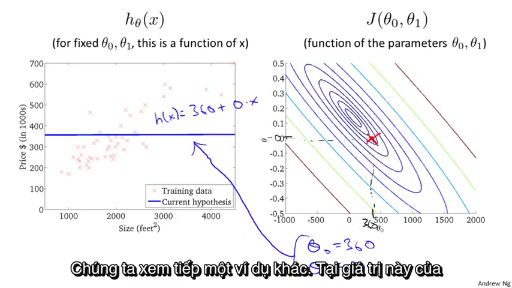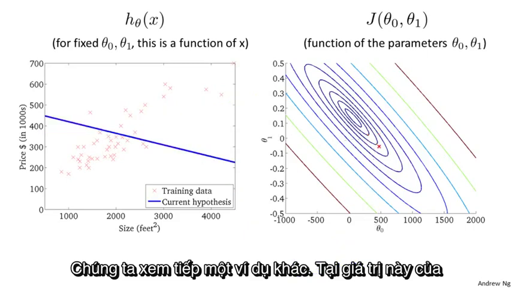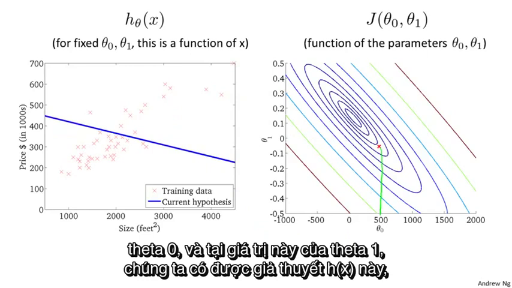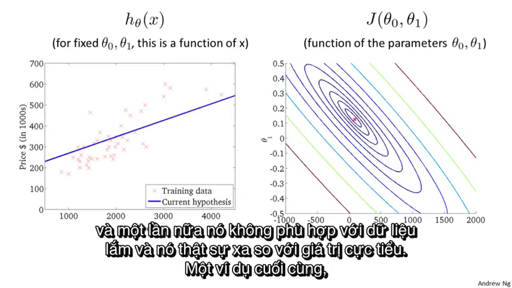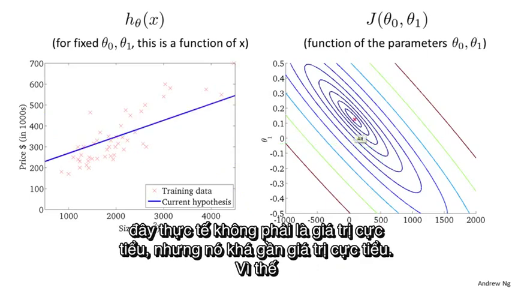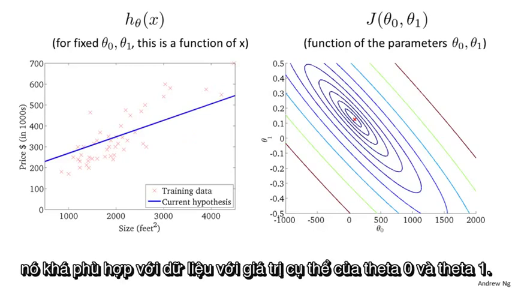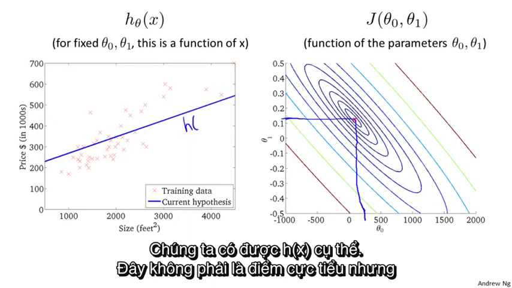Let's look at just a couple more examples. Here's one more. At this value of theta 0 and at that value of theta 1, we end up with this hypothesis h of x. And again, not a great fit to the data, and we actually move even further out from the minimum. Last example. This is not quite at the minimum, but it's pretty close to the minimum. So this is not such a bad fit to the data, where for a particular value of theta 0 and a particular value of theta 1, we get a particular h of x.